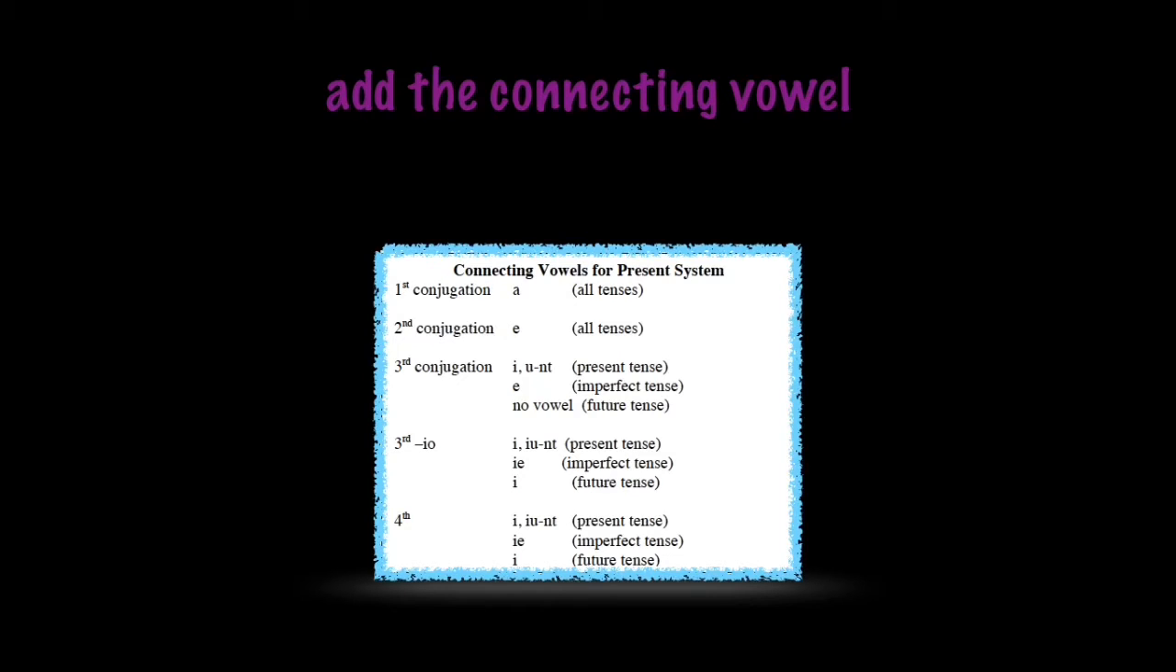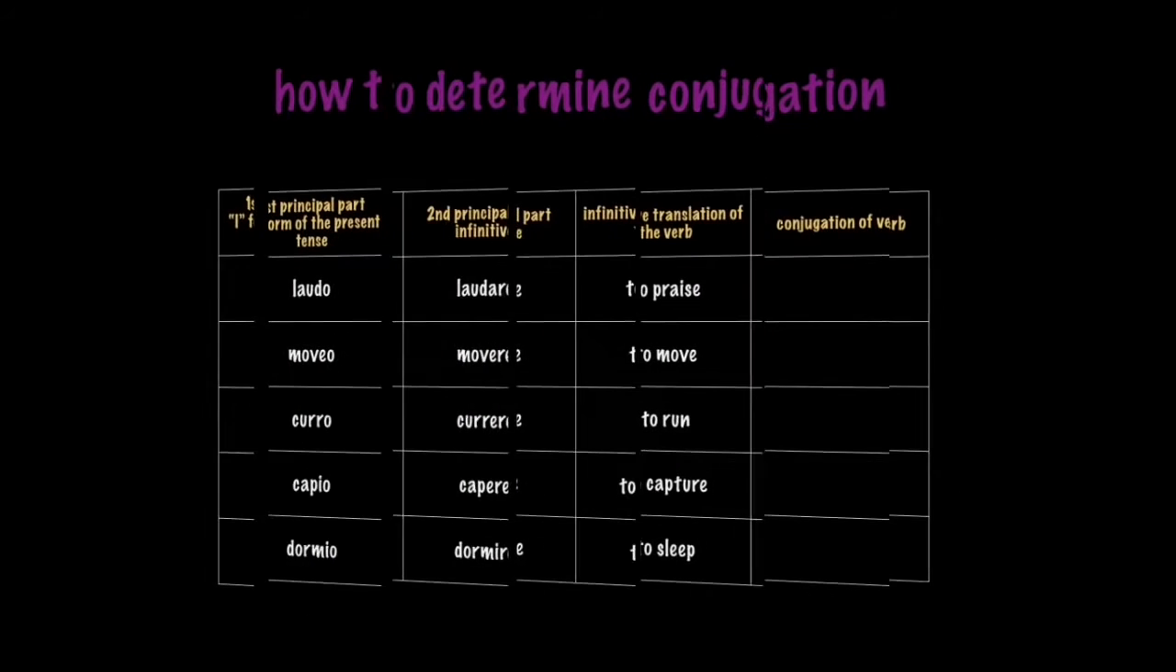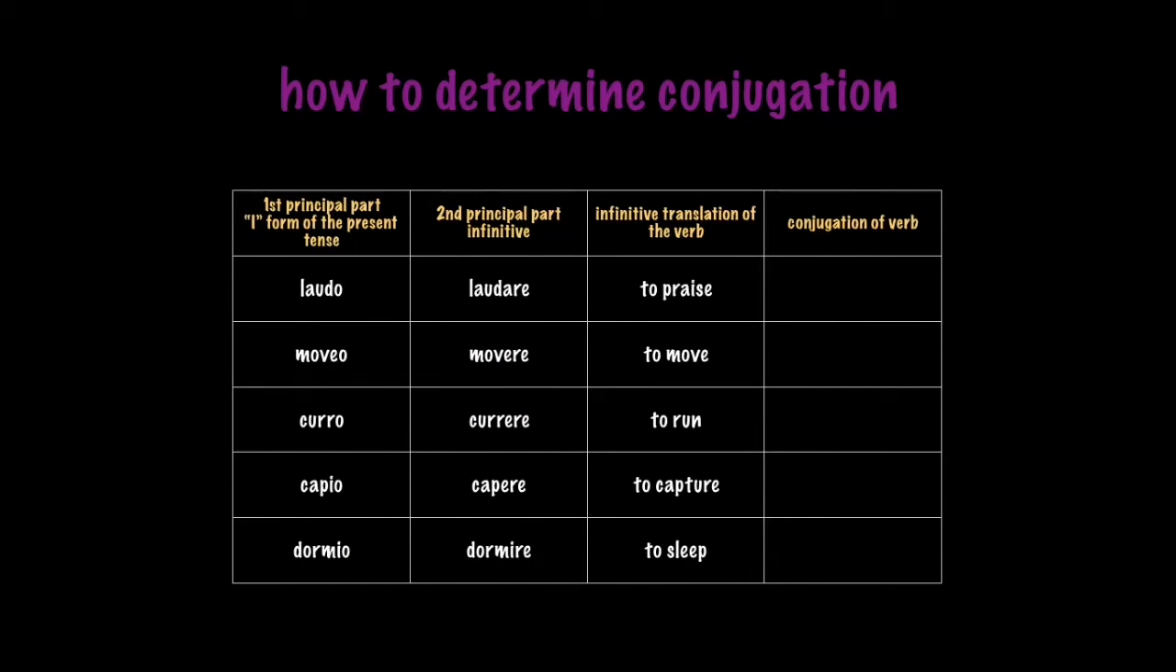To determine the conjugation of a verb, you will need to look at the infinitive. Remember, when you look at a vocabulary list, the infinitive is always the second principal part. The last three letters of the infinitive are the infinitive ending. They're the ones we remove to get the base. But before you remove them and get the base, take a look at how they are spelled. The spelling of the infinitive ending is what will identify conjugation.